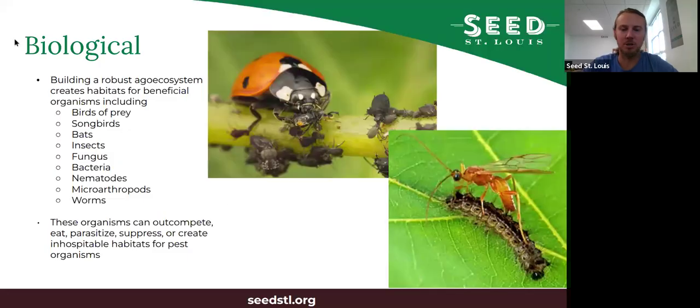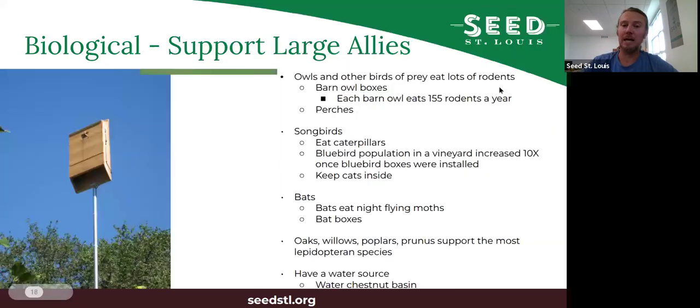So then biological. Building a robust agroecosystem creates habitats for beneficial organisms. This includes all those different things you see here. There are lots of different beneficial organisms, which we're going to talk about. These organisms can outcompete, eat, parasitize, suppress, or create inhospitable habitats for pest organisms. So kind of your large allies.